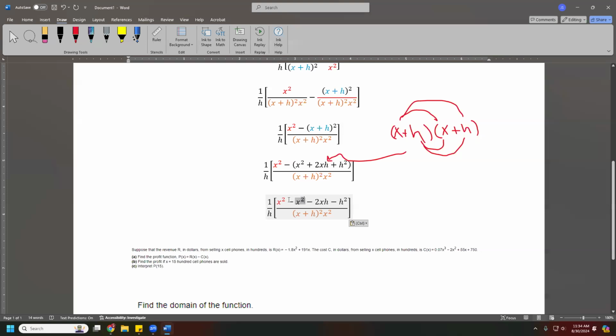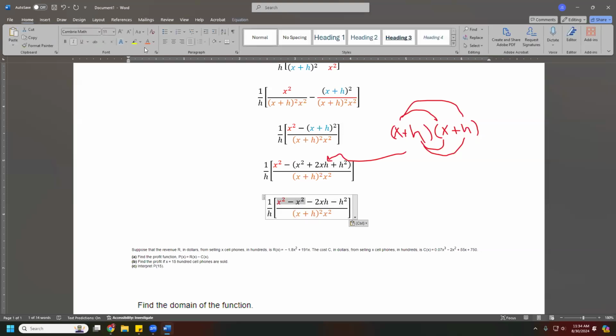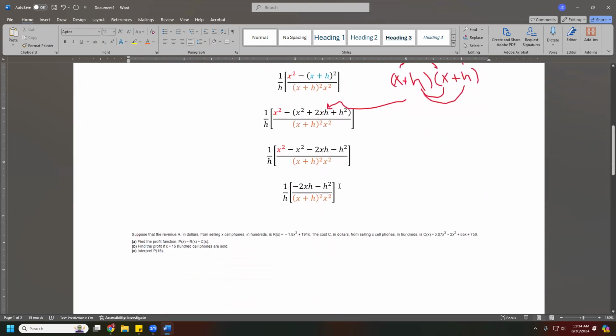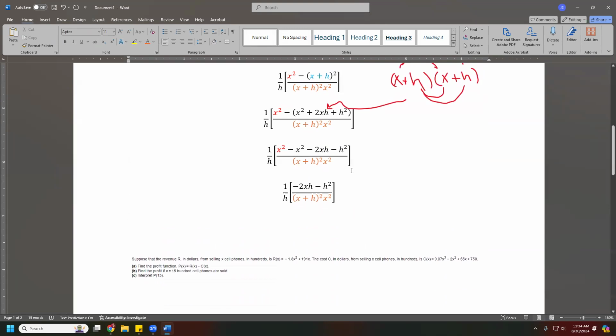The nice part about this is now I have x squared and x squared. These two things will cancel each other out. So on the next line, I'm going to get rid of them. I'm going to delete them. Now, finally, I am almost done.